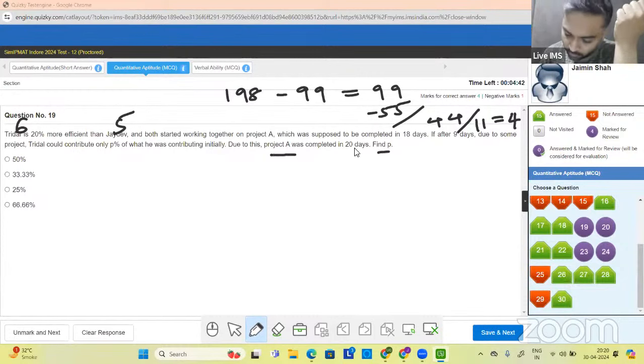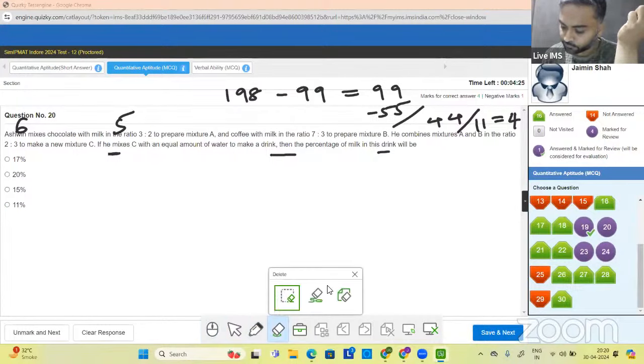So due to this, the project was complete. Okay, find P. Basically, what is P? Trital could contribute only P%. So Trital was contributing 6. Now Trital is contributing 4. So Trital will contribute 2/3, right? 2/3. Okay.